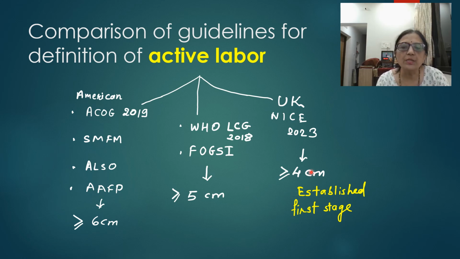So we can see that 4 centimeters, 5 centimeters, 6 centimeters, there is so much difference in the definition of active labor by various societies and various guidelines.